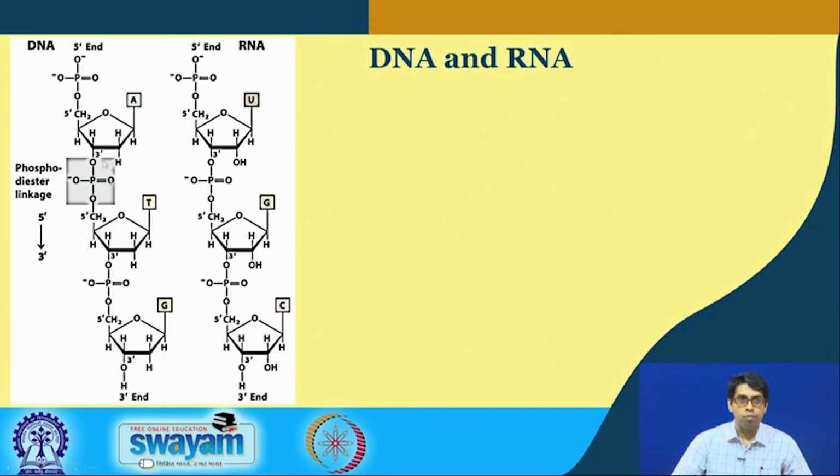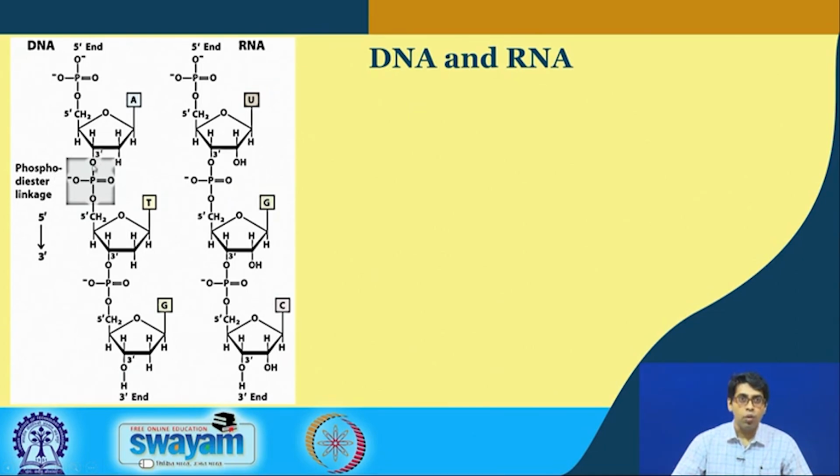So, how does this polymer form? This is the monomer, the nitrogenous base attached to the first position, the ribose, the deoxyribose sugar, and then the phosphate group attached to the fifth position. Now, you see that another phosphate group is attached to the third position.